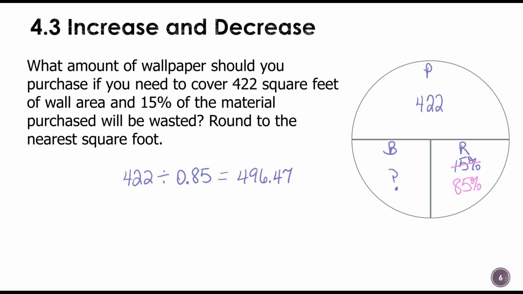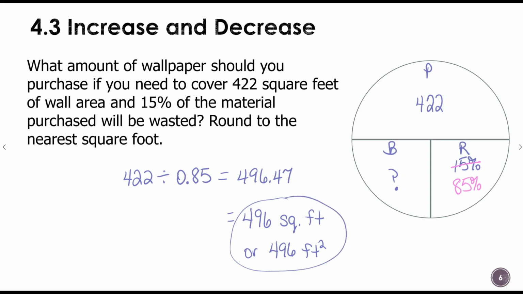If we round to the nearest square foot, then that would be 496. I'm going to write it this way, right? Oh yeah, or you could say 496 feet squared, and that means the same thing as square feet. All right, so that would be how much we need to purchase.